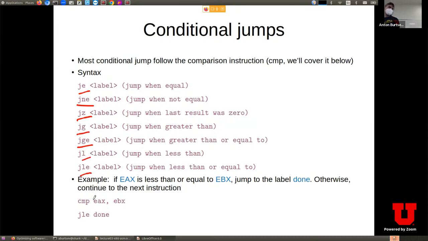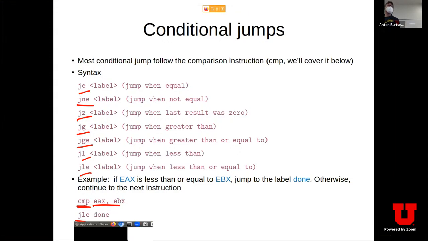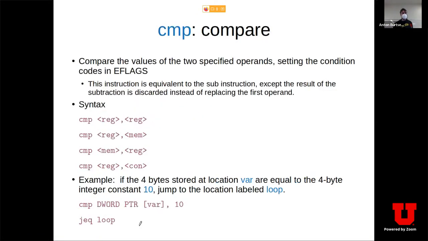So for example, x86 provides us a compare instruction, which is called CMP. It compares EAX and EBX, right? And sets the bits in the EFLAGS register. And then jump less than or equal is only true when this comparison is essentially less than or equal, right? And you jump to the done label. It can be either backwards or forward in the program. So this allows you to essentially implement conditional branches and loops with a statement which allows you to exit, right?